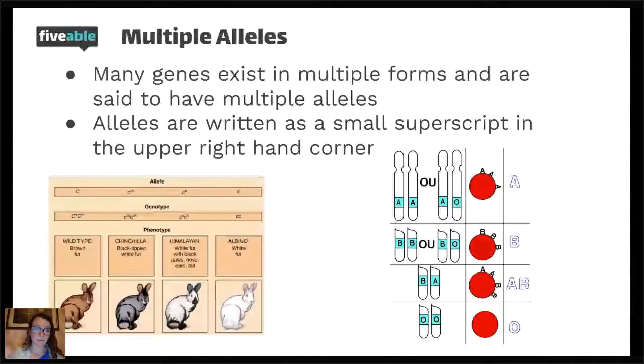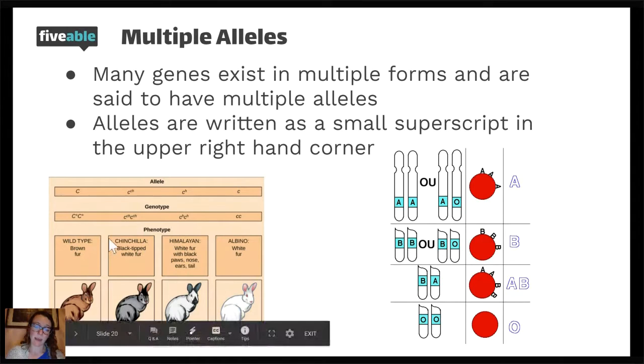So with this, they usually write the alleles in the upper right-hand corner of some base letter because there's more than just an uppercase and a lowercase. We actually have multiple different versions of these genes. So in this example here, we have a dominant capital C, and C's are hard, but that's what they use. This is for Himalayan rabbits, okay? And they have all these different colorings. They can be albino, Himalayan, which is this black and white, really cool looking, chinchilla. And then the wild type is this brown fur.